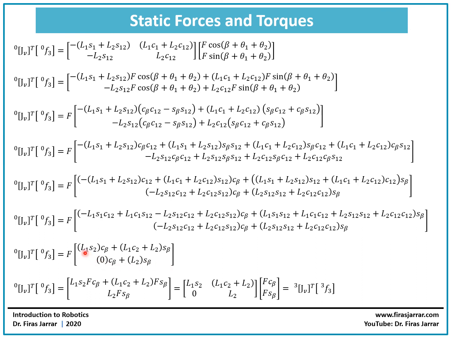So we can see that, interestingly, the multiplication of the Jacobian matrix by the force vector, when both of them are expressed in the base frame, is going to be the same as the result we got before, where we had the Jacobian matrix expressed in frame 3, the end effector frame. And this is an important conclusion.